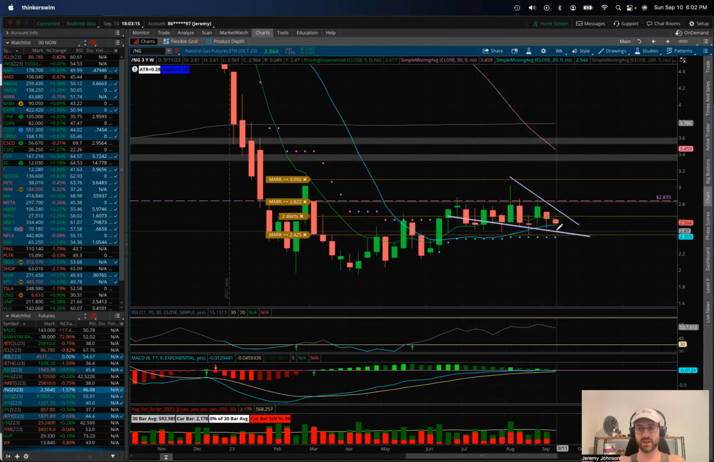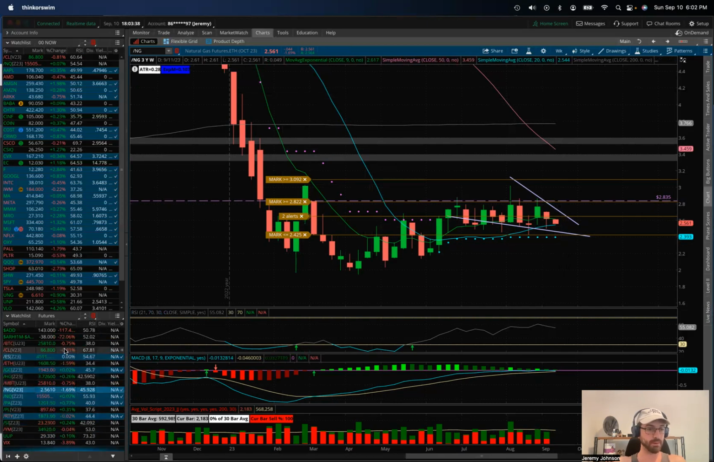If this ends up closing below the 20, that will be a change of character. You can see every time it has tested below the 20 previous to this, it has rebounded and come back up and closed well above it. A close below that would be look out below, and we'd probably be looking for prices back down around 220, if not lower. So that is kind of the recap on natural gas.